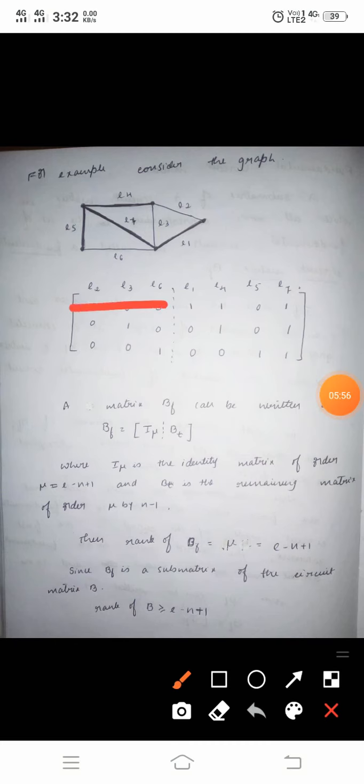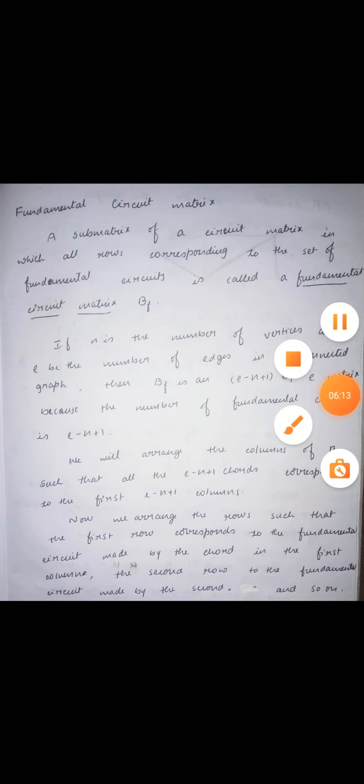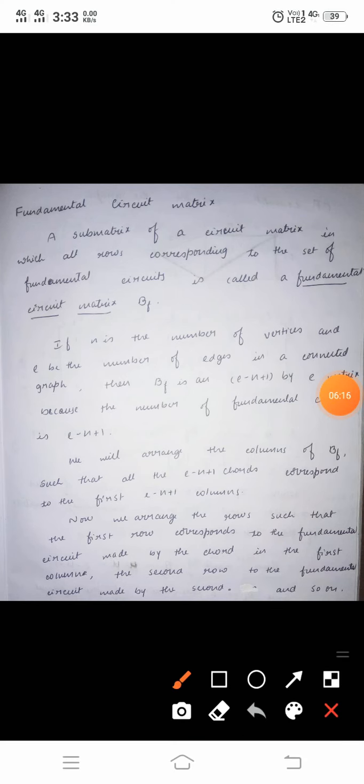Now, how do I arrange the edges? Here I have not arranged them directly as E1, E2, E3 like that. There is an arrangement for this fundamental circuit matrix. We'll see how to arrange the entries of the matrix. If n is the number of vertices and e is the number of edges in a connected graph, then the fundamental circuit matrix is denoted by BF. Then BF is an (e minus n plus 1) by e matrix. Why?